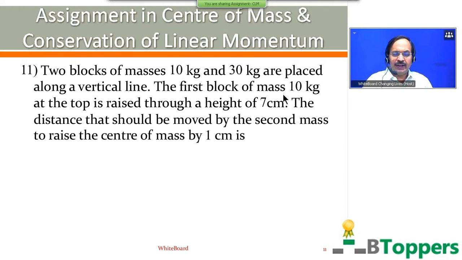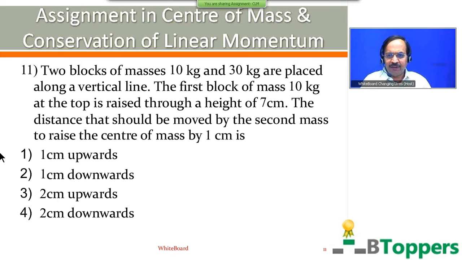Two blocks of masses 10 kg and 30 kg are placed along a vertical line. The first block of mass 10 kg at the top is raised through a height of 7 centimeter. The distance that should be moved by the second mass to raise the center of mass by 1 centimeter is. Come on, try this question. This question was given in one of the previous entrance examinations, in the All India entrance papers. Come on, try the question.